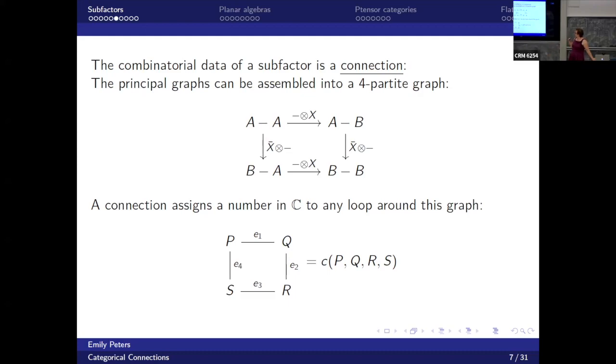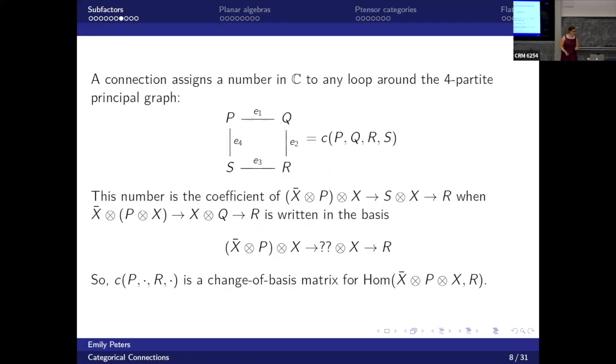Okay, so if we had a loop around this graph, I claim that the subfactor structure lets us associate a number to that loop. How do we do that? We think about this loop around the graph as a path from P to R that either goes through Q in the middle or goes through S in the middle.